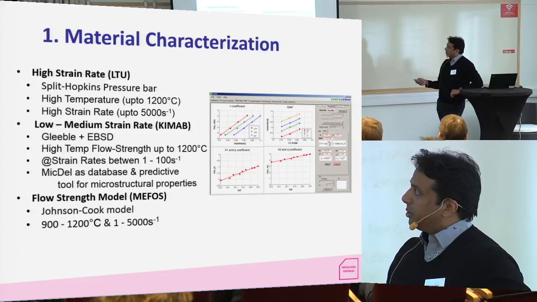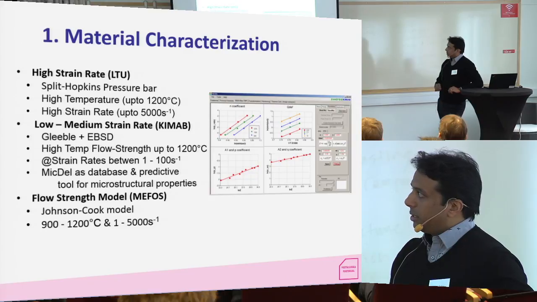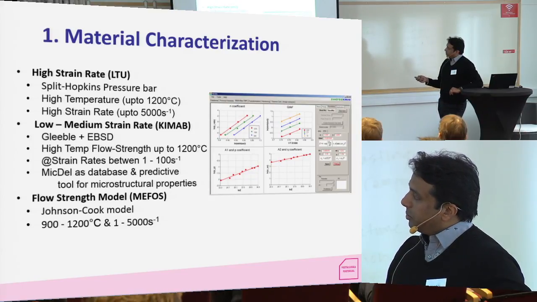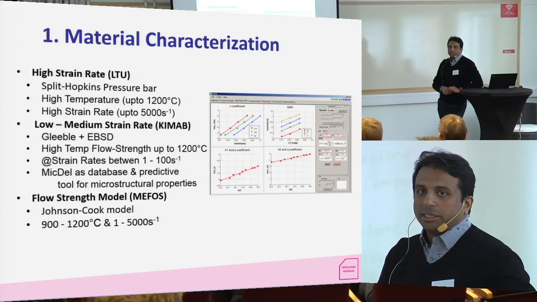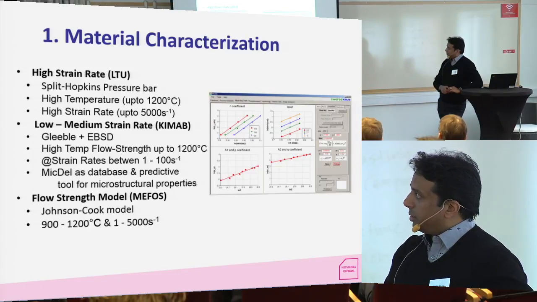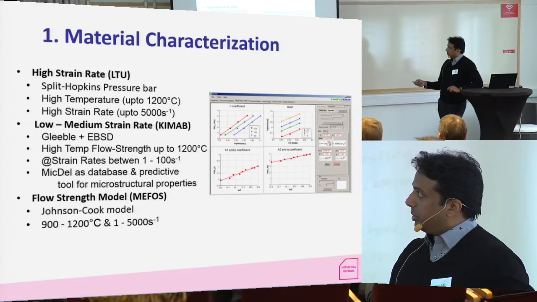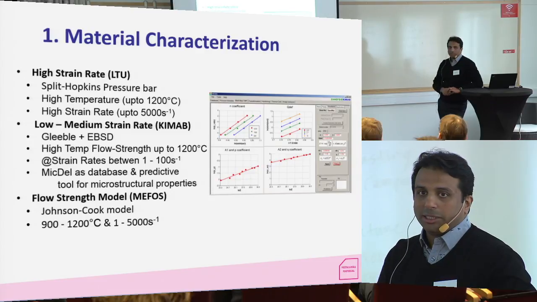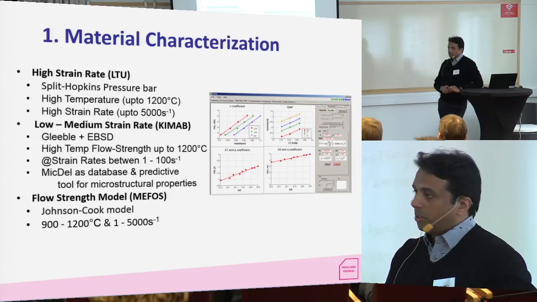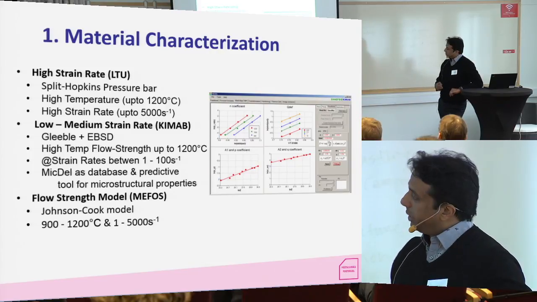The low and medium strain rates were from 1 to 100 per second, and that was performed at Swerim using Gleeble, plus we did some characterization using EBSD. Again, the same temperature for up to 1200 degrees Celsius. So altogether we had measurement data from 1 per second to up to 5000 per second, and temperatures from 900 to 1200, or 1250 in some cases.